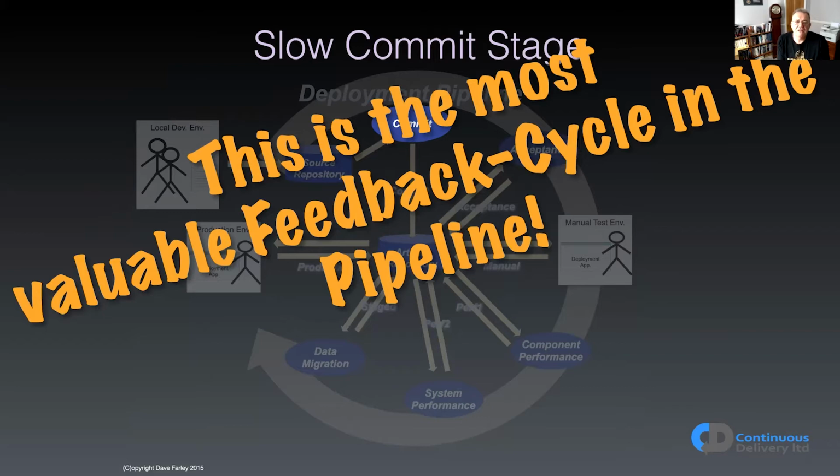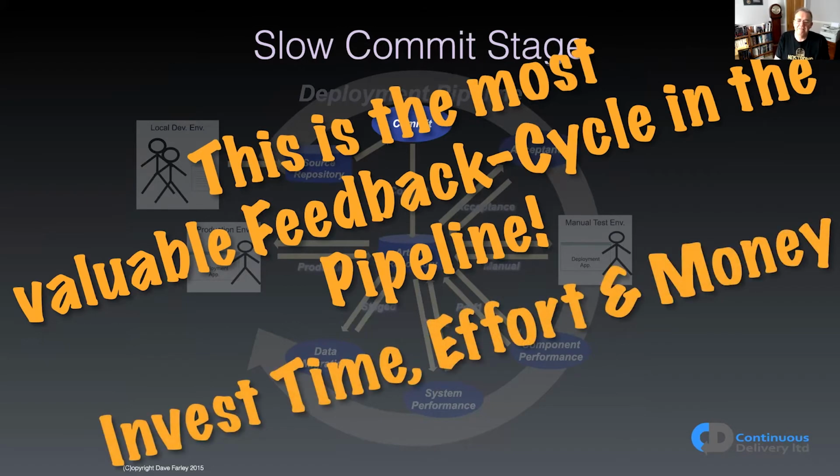I think the first thing to say is that this is the most valuable feedback cycle in the pipeline. This is the thing where you gain a lot by making this efficient in terms of the development process. This really is the primary developer supporting function of the pipeline. And so keeping this efficient is worthwhile investing in.